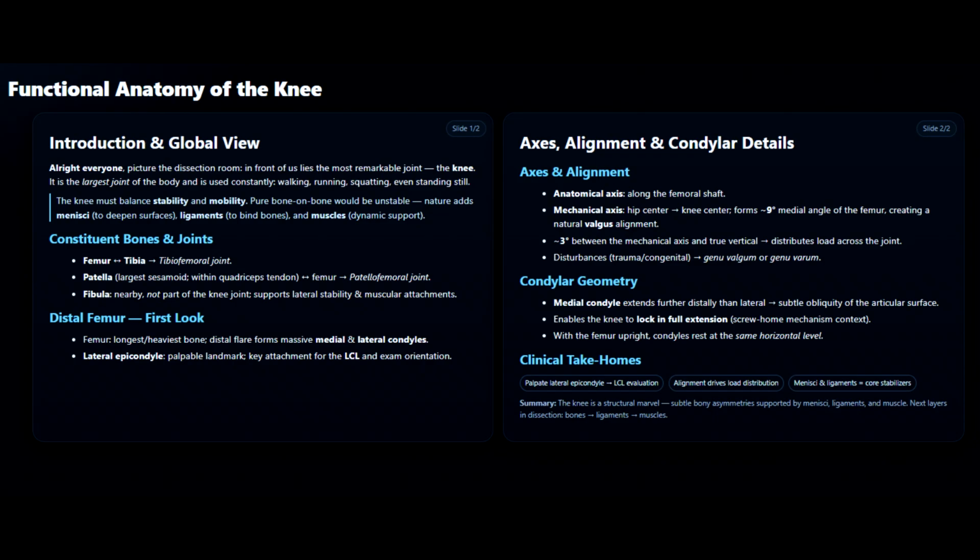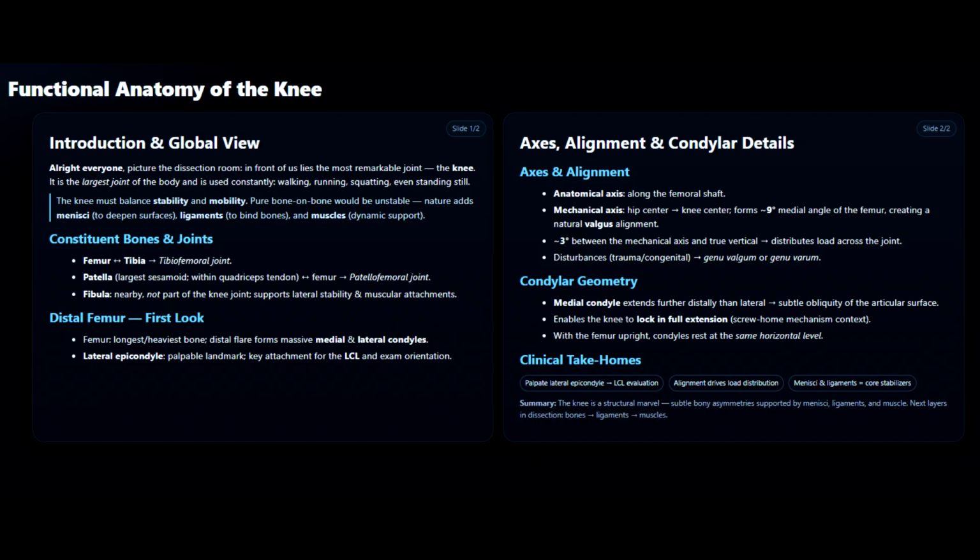All right, everyone, let's begin our journey into the functional anatomy of the knee. I want you to imagine that we are standing in the dissection room, and in front of us lies the most remarkable joint in the human body, the knee. Now, before we get lost in the details, remember this. The knee joint is the largest joint of the body.